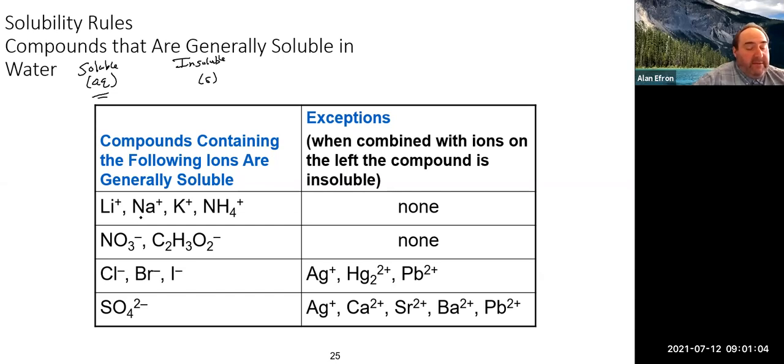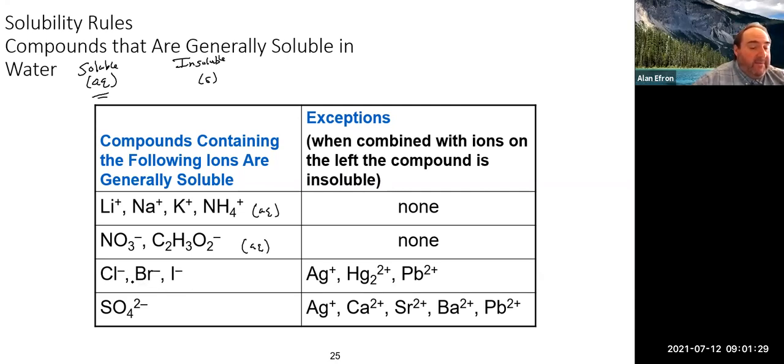So these are some things that are typically soluble: things that have lithium, sodium, potassium, ammonium. If you have any of those ions in a formula, you don't have to look any further. There are no exceptions, which means you would expect these to be aqueous. Also, anything that has nitrate or acetate in it, there are no exceptions. If you have anything in the formula that has those, it's going to be soluble and should get the aqueous symbol.